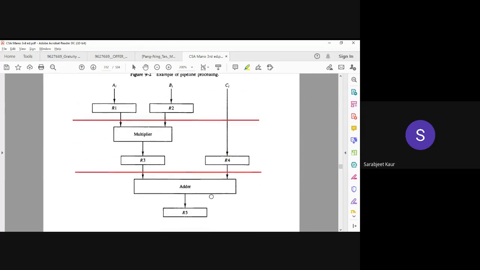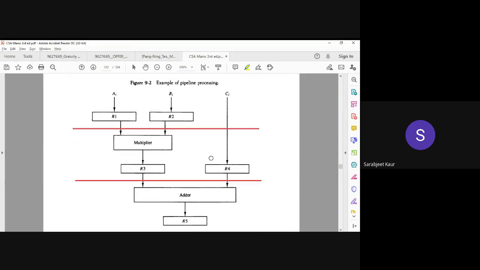You can see that these are the various segments. So this is the first segment. Up till here is the first segment where we are just putting AI and BI into the registers, and in the second segment, they are multiplied and put into R3. CI is fed here. In the third segment, these two are added and put in R5.